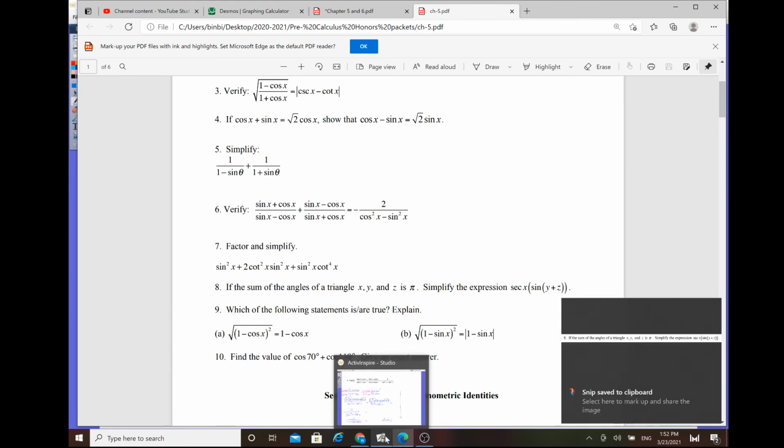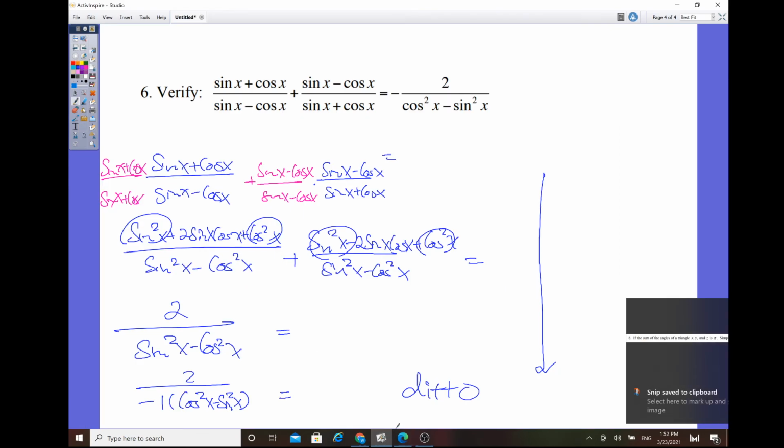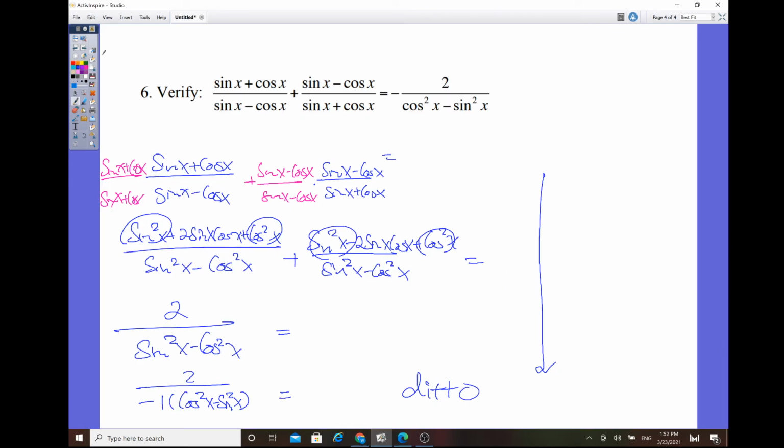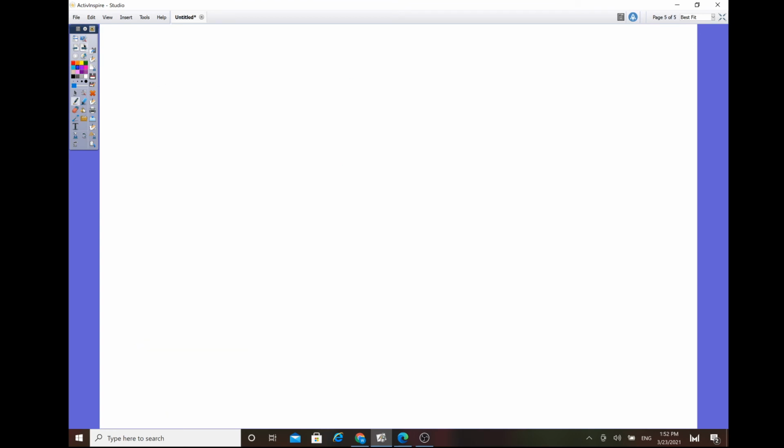So for that section 7.1, I really want to break it into two parts. The first half is just the introduction, going back to the Pythagorean identity and some of the basic identities, so that we can apply them for verifying.